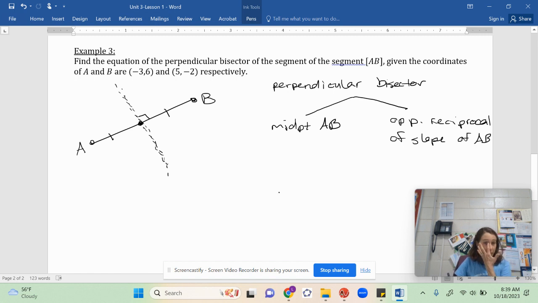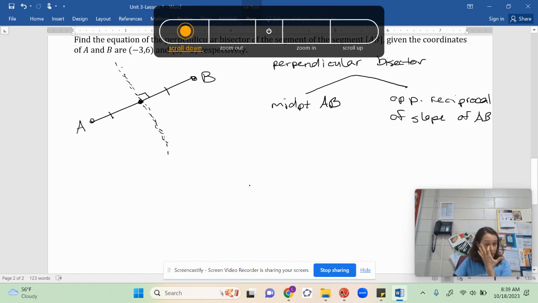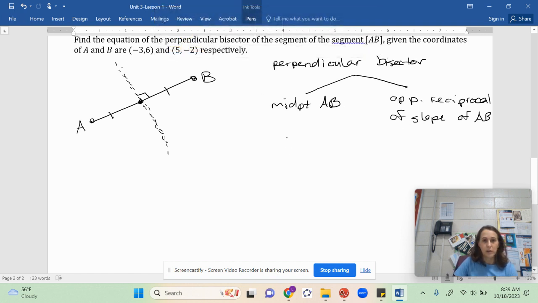All right, the midpoint of AB, you can do this on your own or check your answer or just look at my answer. The midpoint is at 1, 2.